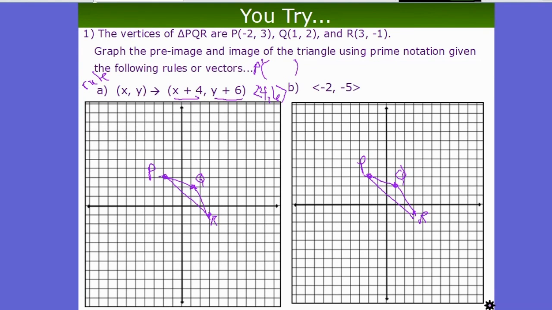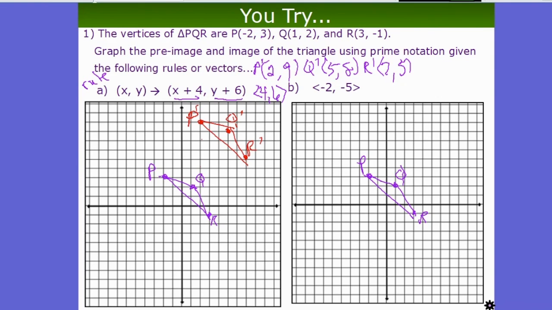So P prime, we're going to add 4 to each of the x's. So -2 plus 4, that's 2. And then we're going to add 6 to each y. So 3 plus 6, that's 9. Q prime is, let's see, add 4 to the 1, that becomes 5. Add 6 to the 2, that becomes 8. And R prime, add 4 to 3 is 7, and then add 6 to the y, -1 plus 6 is 5. And then we can go ahead and graph that one. And that would be the first transformation.